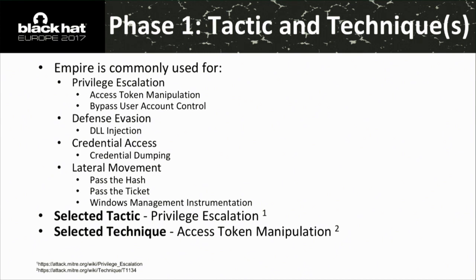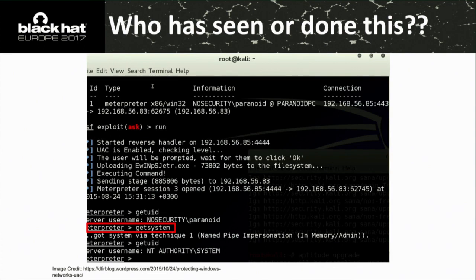Now, as you probably assume from the title of the talk, we're going to just select access token manipulation as the single technique that we're going to look for, because if we look for all of this, we're just going to be in over our heads, right? That's too much for an individual to try to detect at one time. And so we're going to focus on one thing, and the reason why we focused on it is, who here has done something like this, or seen this, right?